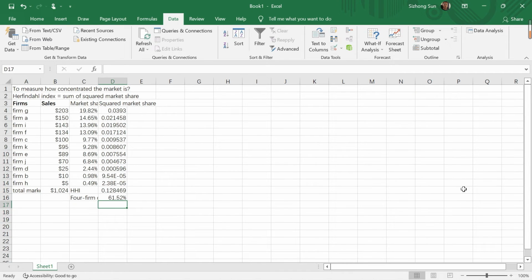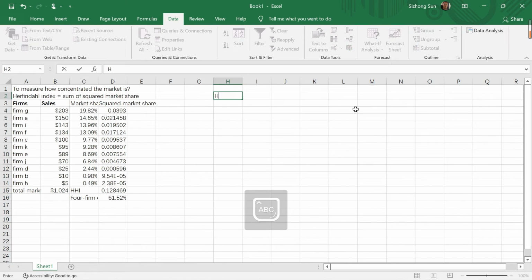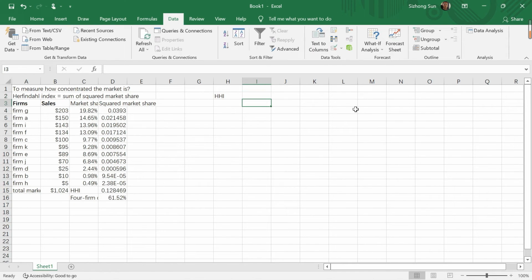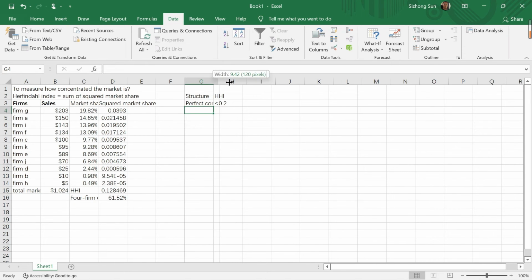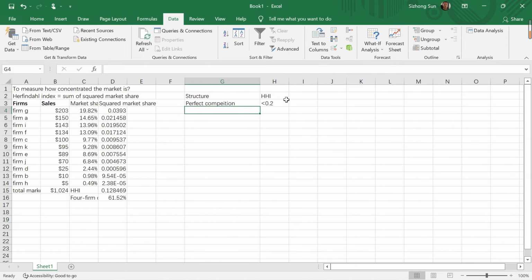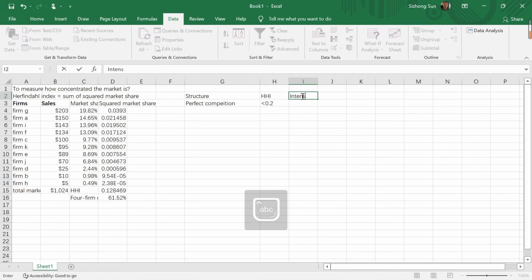Alright, so that's two indicators we can use to measure how concentrated the market is. For the Herfindahl index, our calculated Herfindahl index for this market is 0.1285. So it's low. If it's less than 0.2, usually we observe this in, say, perfect competition. If the market is a perfectly competitive market, then we should observe a small Herfindahl index, and the price competition here is fierce, is strong.